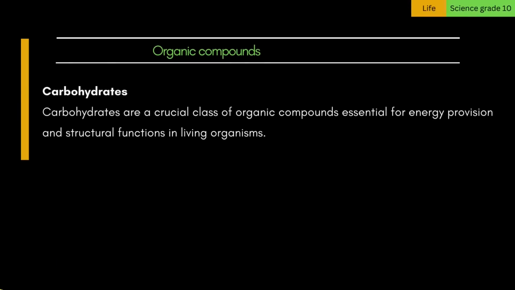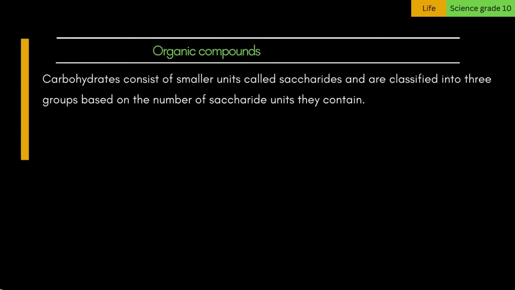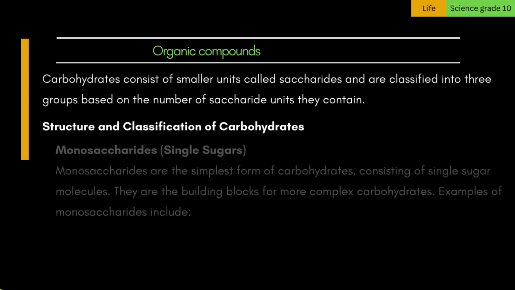Carbohydrates. Carbohydrates are a crucial class of organic compounds essential for energy provision and structural functions in living organisms. Carbohydrates are molecules composed of carbon, hydrogen, and oxygen. The ratio of hydrogen atoms to oxygen and carbon atoms is 2:1. Carbohydrates consist of smaller units called saccharides and are classified into three groups based on the number of saccharide units they contain. Structure and classification of carbohydrates.